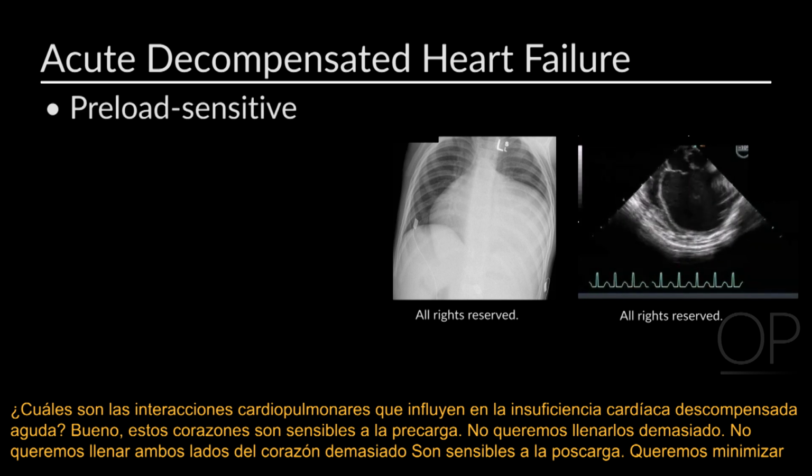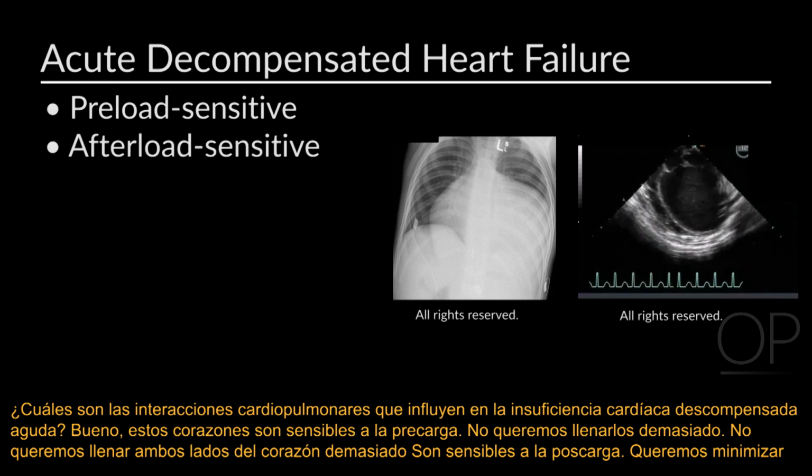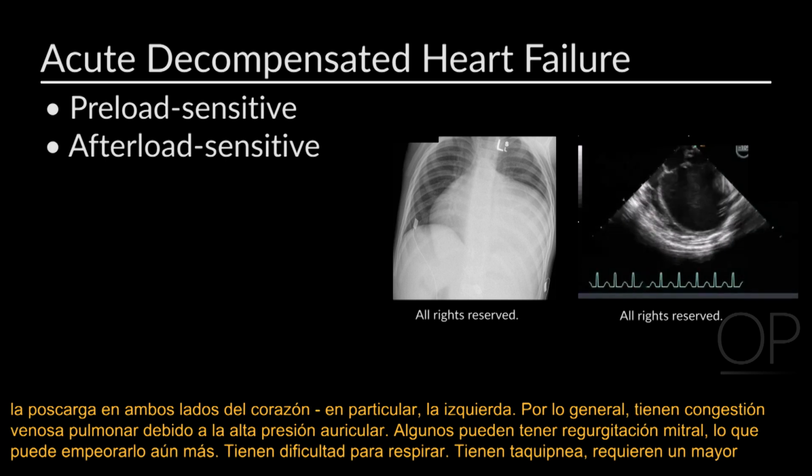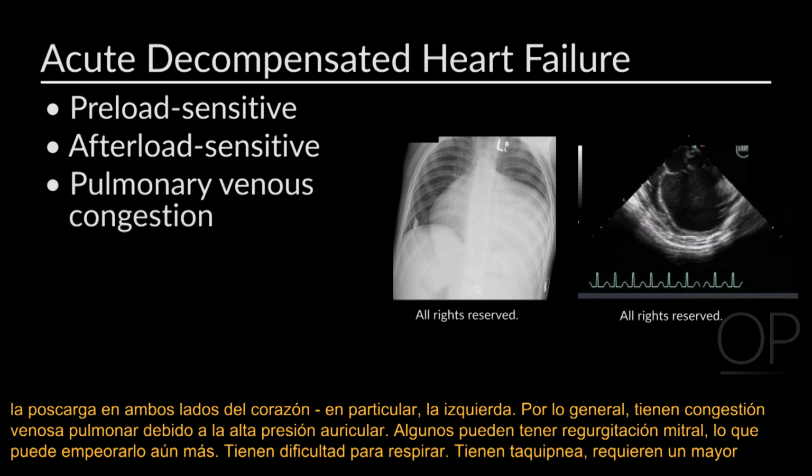Well, these hearts are preload sensitive. We don't want to fill them too much. We don't want to fill either side too much. They're afterload sensitive. We want to minimize afterload on both sides of the heart, particularly the left. They typically have pulmonary venous congestion because of high left atrial pressures.